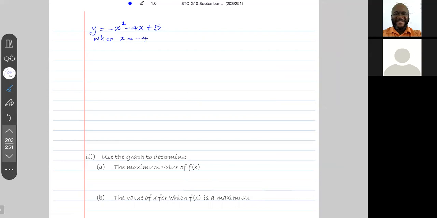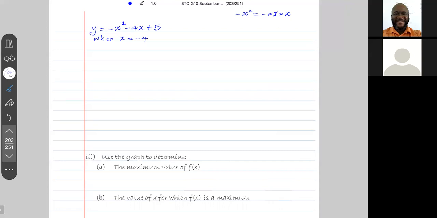Guys, remember that minus x squared means minus times x times x. Many times persons forget and they always mess the thing up when they have minus x squared. But minus x squared means minus times x times x. The x alone is squared, the negative is not squared.